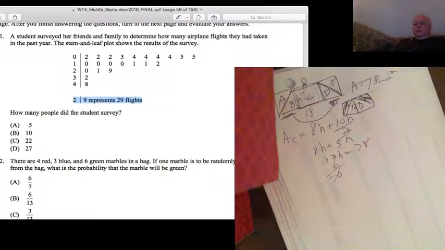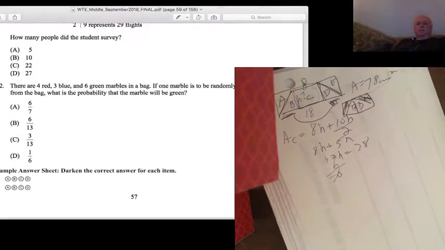So now that we've looked at the illustration and tried to make sense of it, we're going to go back to the English. We look at illustrations first. A student surveyed her friends and family to determine how many airline flights they had taken the past year. How many students did they survey? So all you have to do is count. You're going to count how many are here, how many are here, how many are here, and then the 2 and the 8. So you get 1, 2, 3, 4, 5, 6, 7, 8, 9, 10, 11, 12, 13, 14, 15, 16, 17, 18, 19, 20, 21, 22. It looks like 22 to me. Let's see here. Yep, the answer was 22.